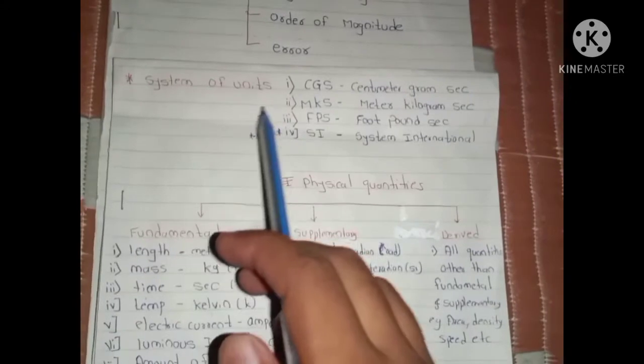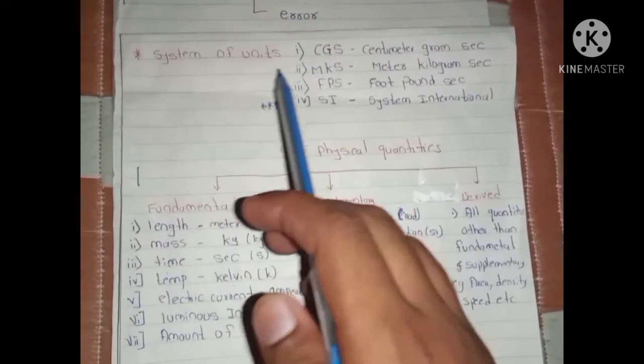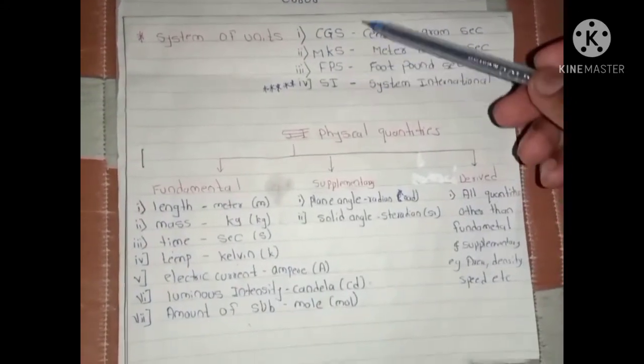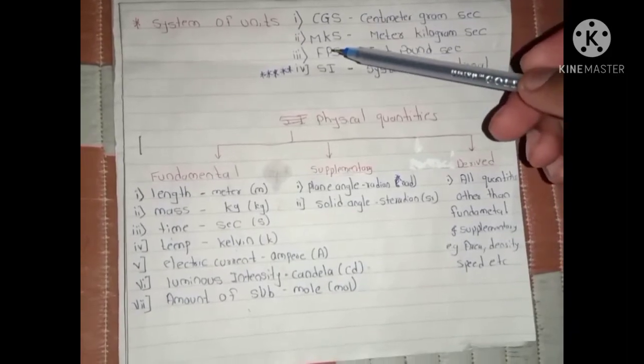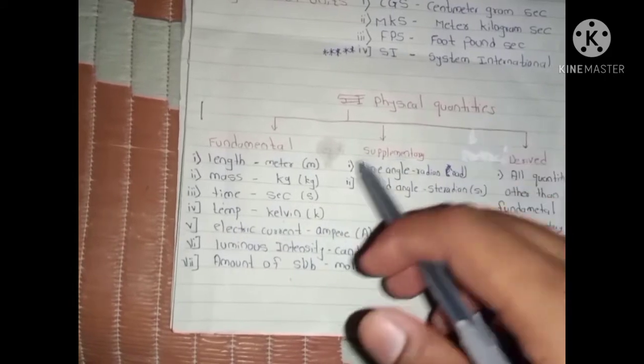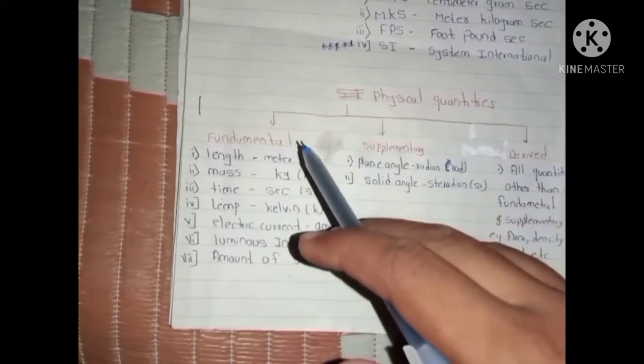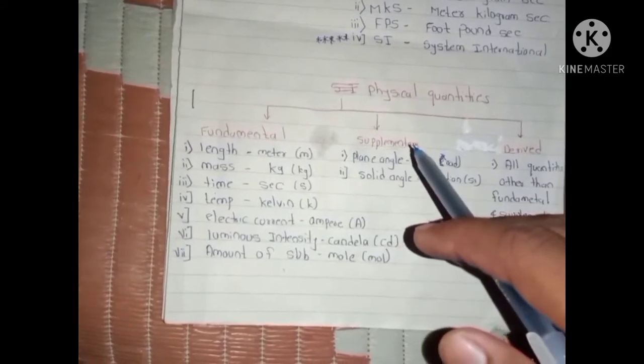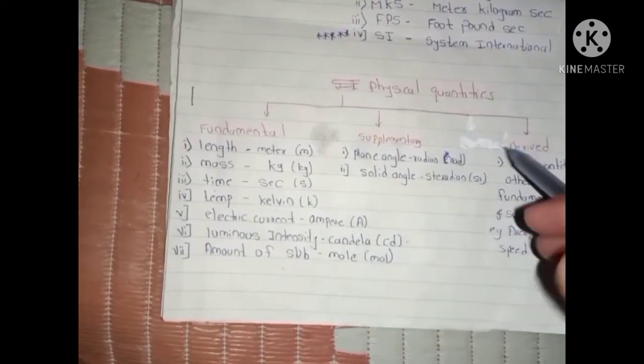Let's start with the first topic of this chapter, which is system of unit. We have four systems of units: CGS system, MK system, FPS system and SI system. Next we have physical quantities. We have three types of physical quantities: fundamental physical quantity, supplementary physical quantity and derived physical quantity.